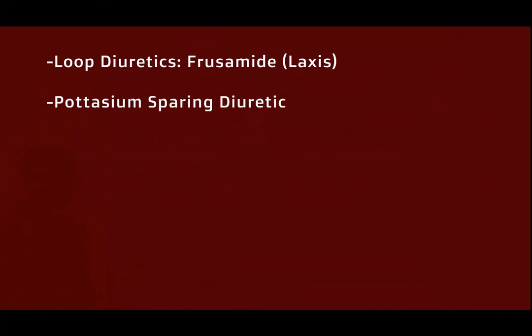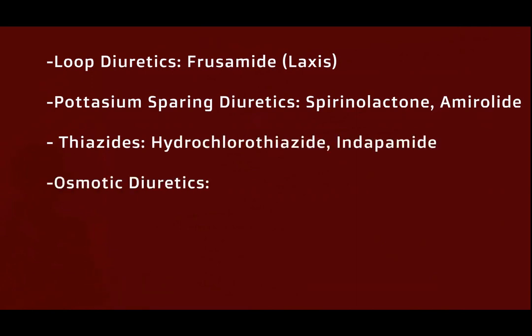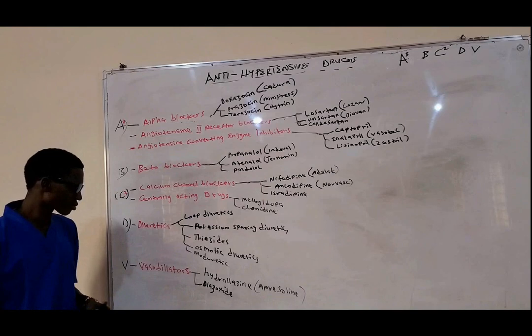Then we have the combination diuretics. Combination diuretics are a combination of two classes of diuretic that enable elimination of fluid from the body. Examples of drugs that come together to form combination diuretics are spironolactone with hydrochlorothiazide, and hydrochlorothiazide with amiloride. They are examples of combination diuretics.